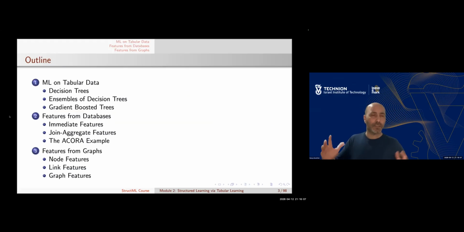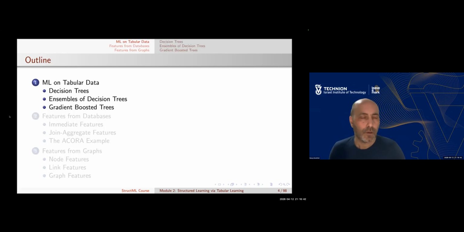Okay, so this is the structure of the module. We're going to start with machine learning on tabular data, specifically focus on boosted trees and XGBoost. Then we look at features from relational databases, different ways of applying SQL queries, and delve into the Akora example. And lastly, we are going to look at features from graphs, from interesting components of the graph: the node features, the link features, and whole graph features.